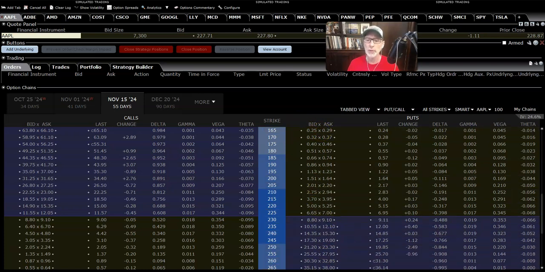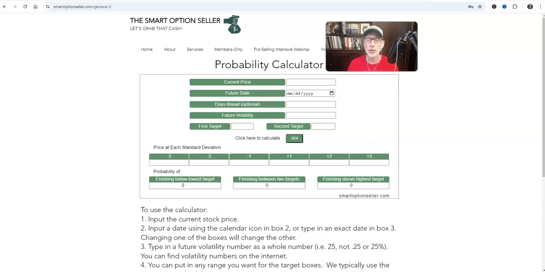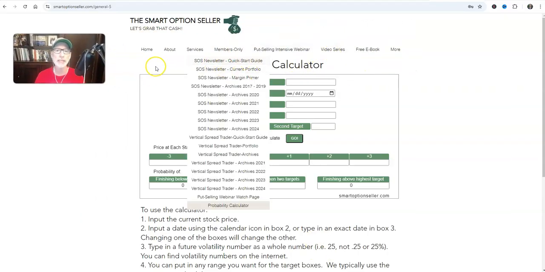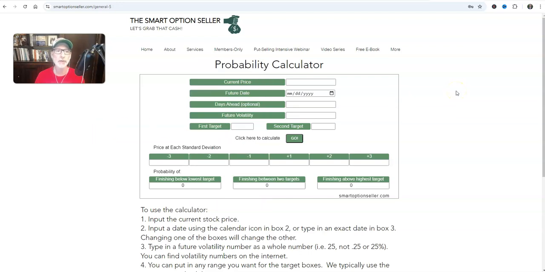Now, another way we can figure that out is we can go to our website. This is our website, smartoptionseller.com. There's a probability calculator that we've created here. Probability calculator will help you figure out what are the chances of an event happening. And in the case of the stock market, the event that I want to figure out is what is the probability of Apple dropping from 228 to 165 in the next 55 days.